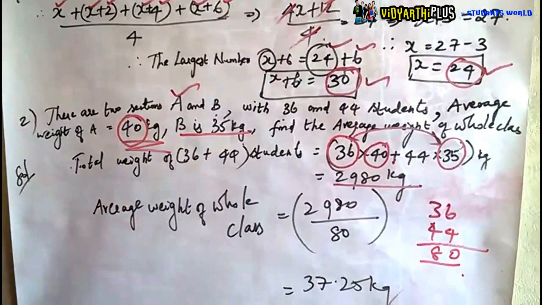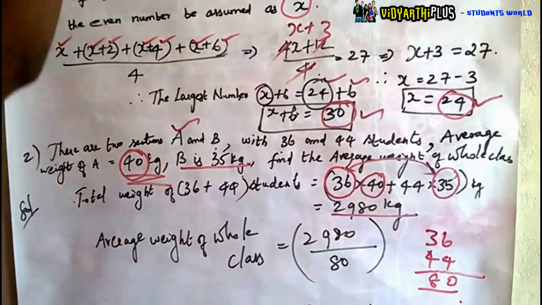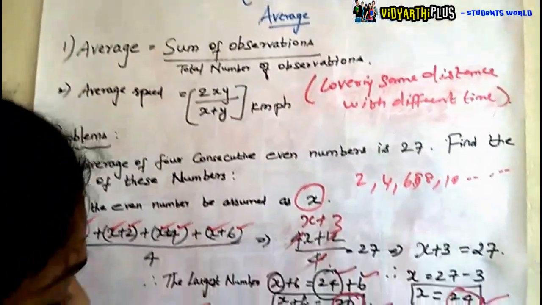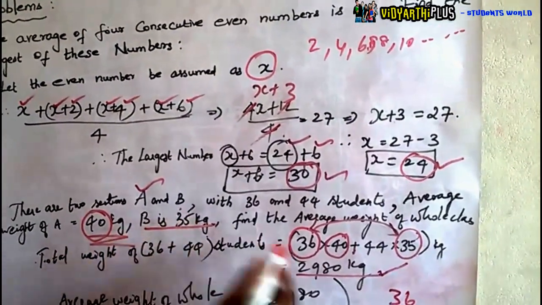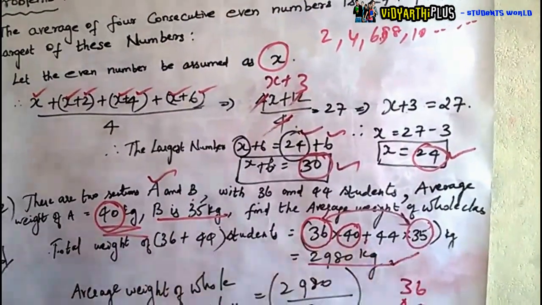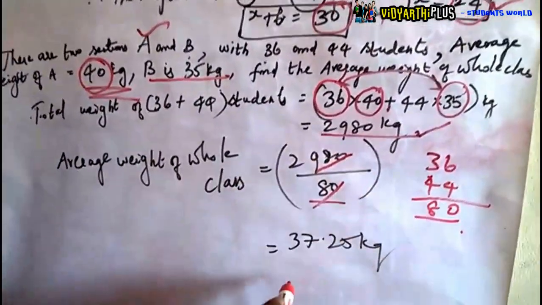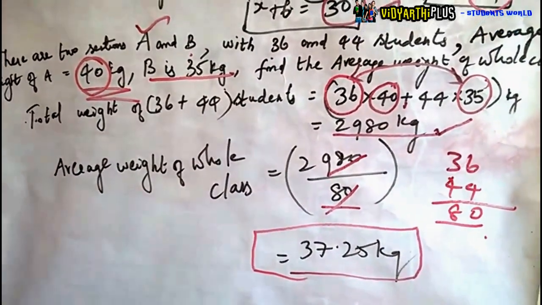Now the question is to find the average weight of the whole class. Therefore we use the first formula, the sum of the observations divided by the total number of observations. The sum of the observations is 2980 kg and the total number of observations is 36 plus 44, that is 80. So 2980 divided by 80. By cancelling we get 37.25 kg. This is the average weight of the whole class.